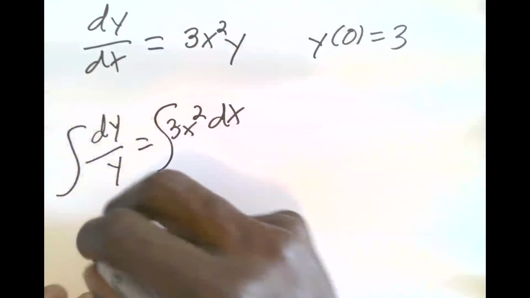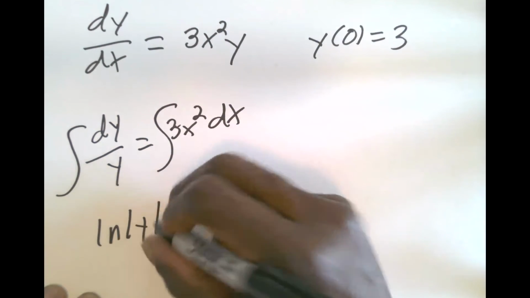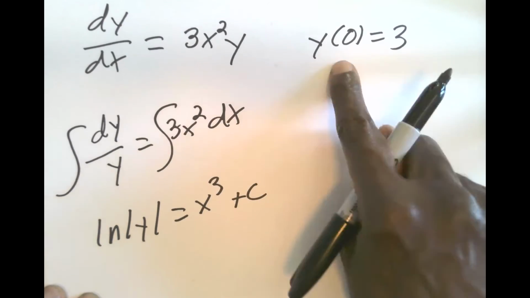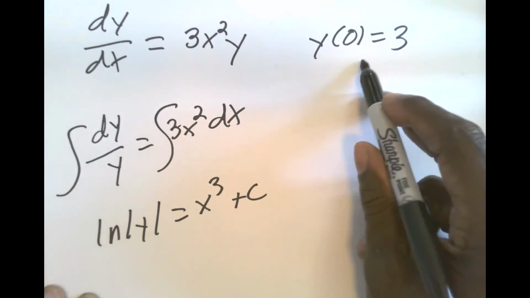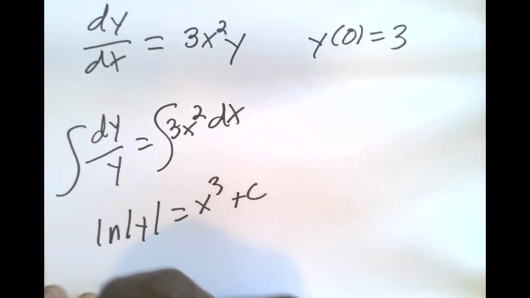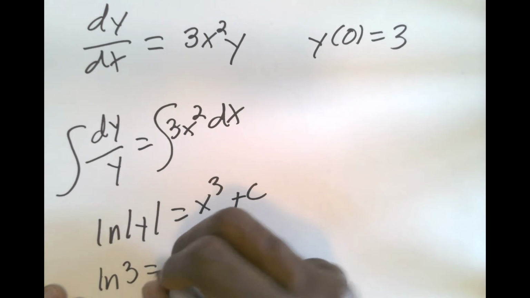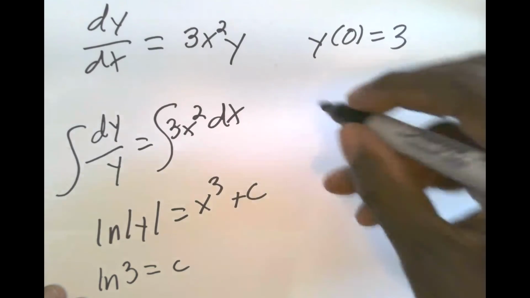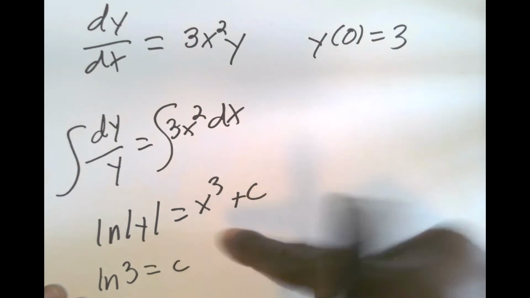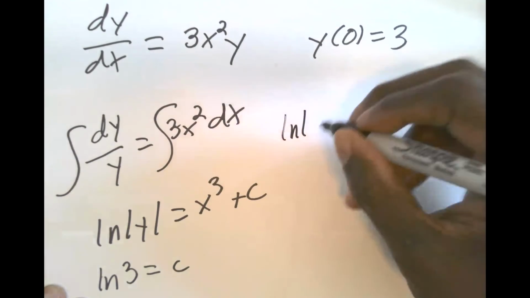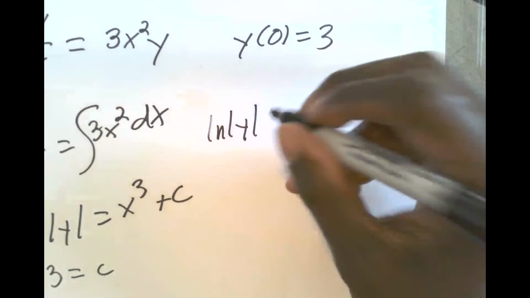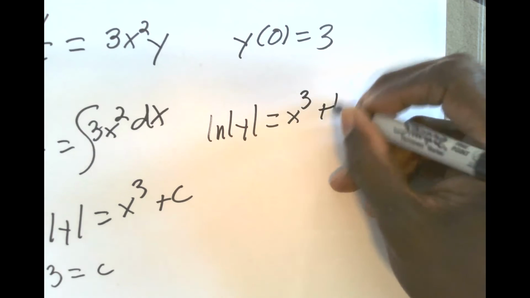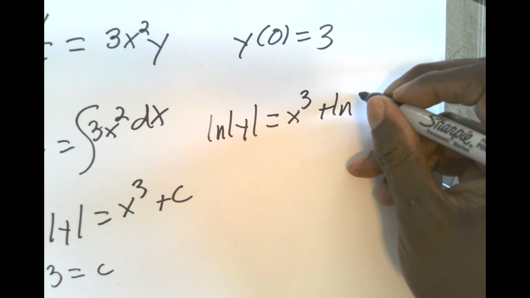Separate, integrate: ln y equals x cubed plus c. Here's our initial condition. y of 0 is 3. So this will be ln 3 here, and c is going to be equal to ln 3. All right, so I'm just going to plug in this value for c. So ln y will equal x cubed plus ln 3.